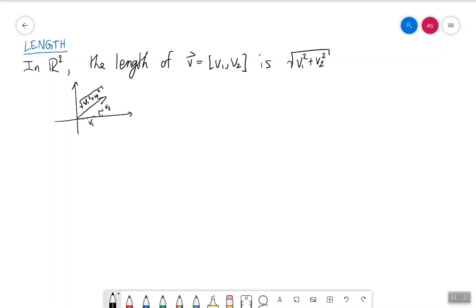We can generalize this to R3 and R4 and higher by noticing that v1 squared plus v2 squared is exactly v dotted with itself. So in other words, this length here is the same as the square root of v dotted with v. That brings us to the definition of the length of a vector.